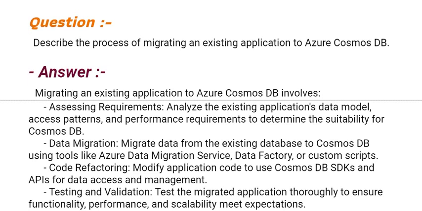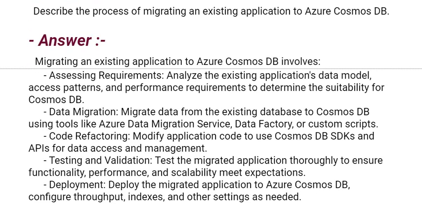The second one is data migration. Migrate data from the existing database to Cosmos DB using tools like Azure Data Migration Service, Data Factory, or custom scripts. Code refactoring: modify application code to use Cosmos DB SDKs and APIs for data access and management.